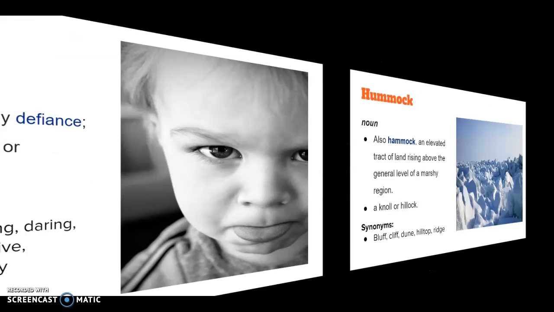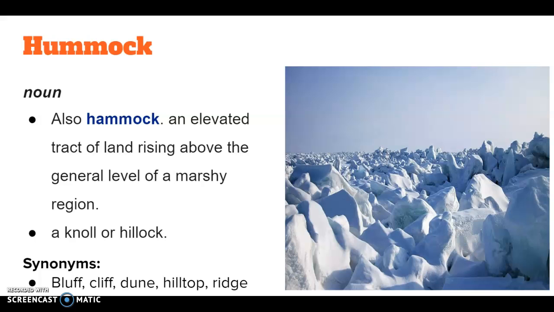Defiant. The next word this week is hummock. Hummock. And this is a noun, and it's also spelled hammock, which is an elevated tract of land rising above the general level of a marshy region, a knoll, or a hillock.